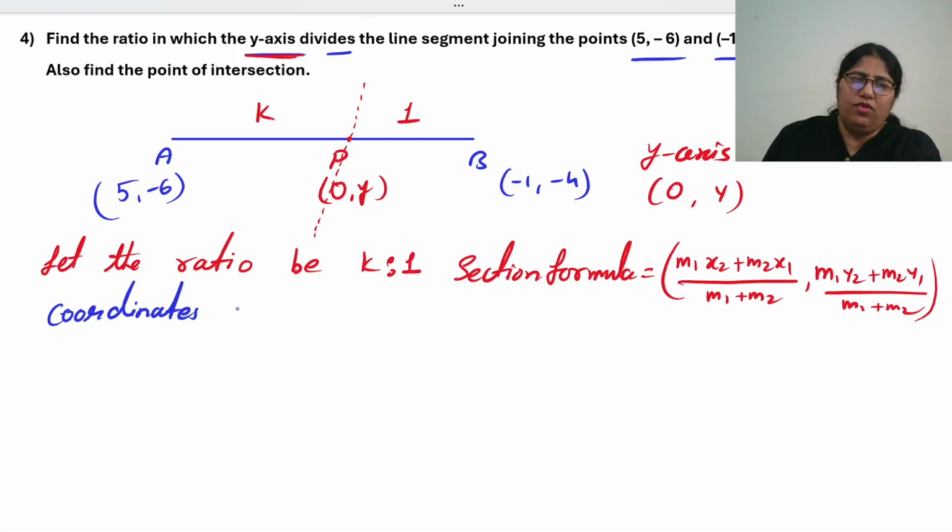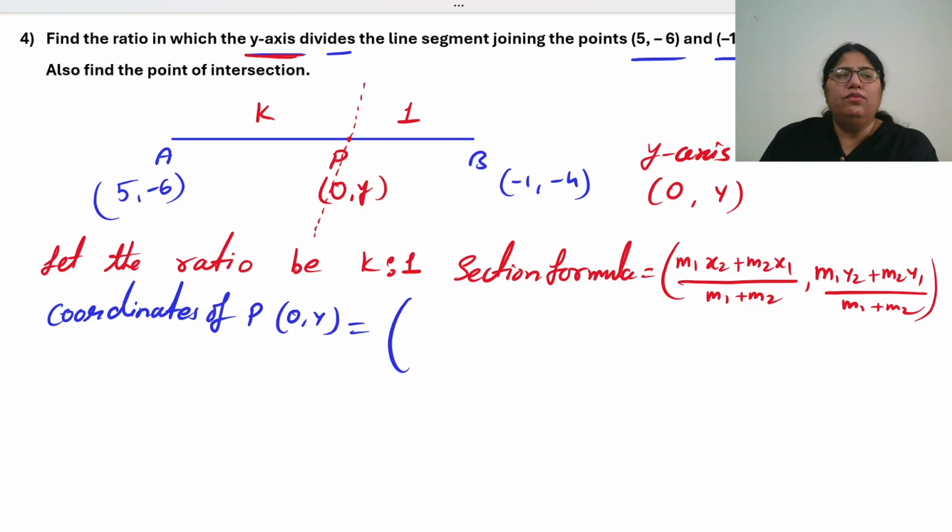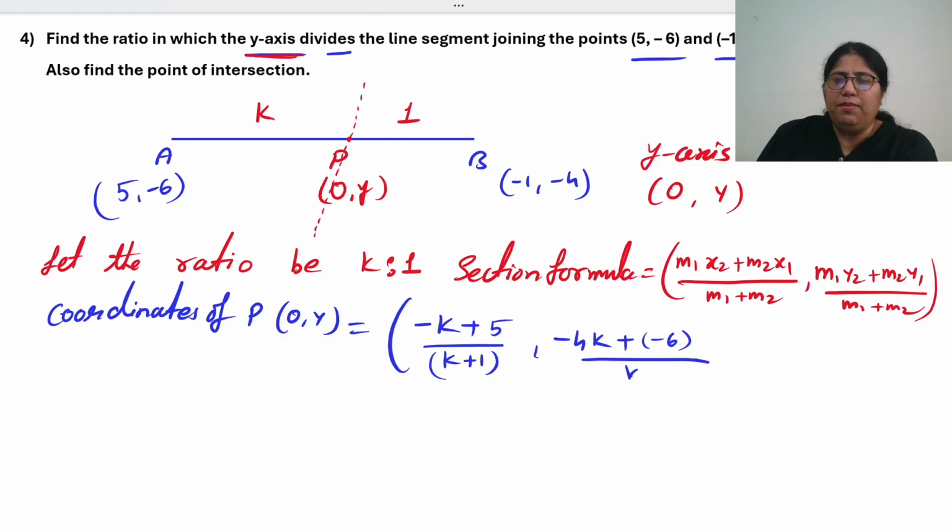Coordinates of P, which is 0 comma y, is equal to this. What are we going to take here? Again, remember we always take cross multiplication, right? Because m1 x2, then again y2 and then with y2. So how are we going to take it here? K into minus 1 will be minus k, plus 1 into 5 will be 5 by k plus 1, right? This is k plus 1, comma, again k into y2 because m1 y2. So it will be minus 4k plus 1 into minus 6 will be minus 6 by k plus 1.